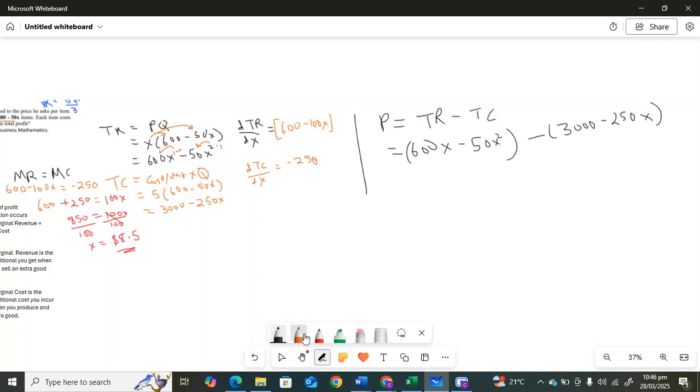First thing you need to do, you need to distribute this negative sign, okay? Colleagues, every time you see a negative sign before a bracket with terms in it, always distribute the negative sign, okay? Don't just take it as, oh, it's just minus 3,000 minus 250x. No. So you say negative 1 times 3,000, negative 3,000, negative 1 times negative 250x, you get positive 250x.